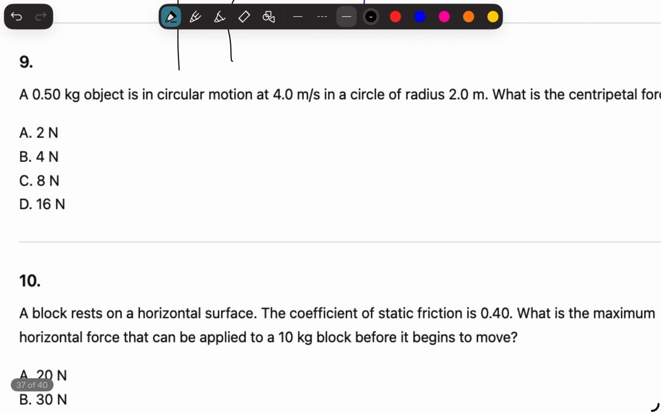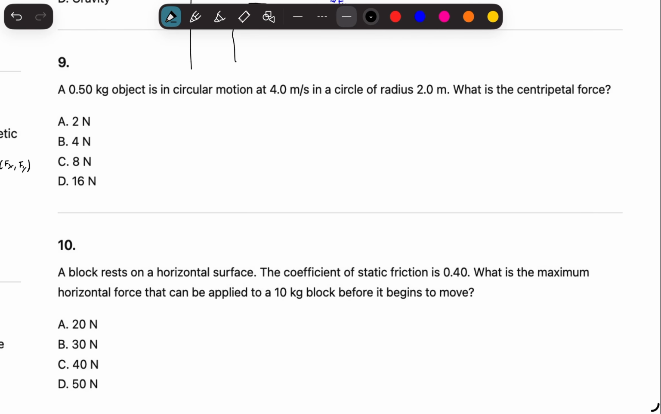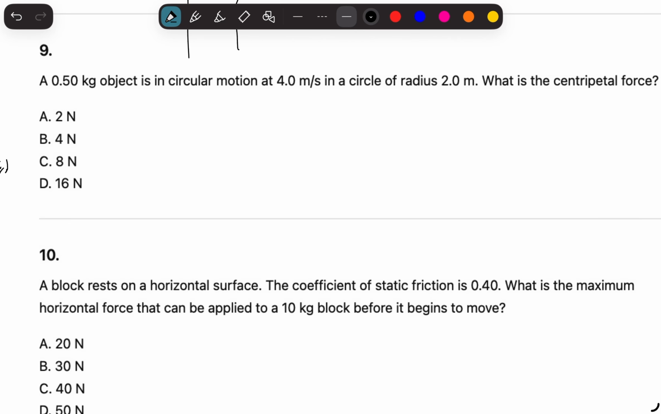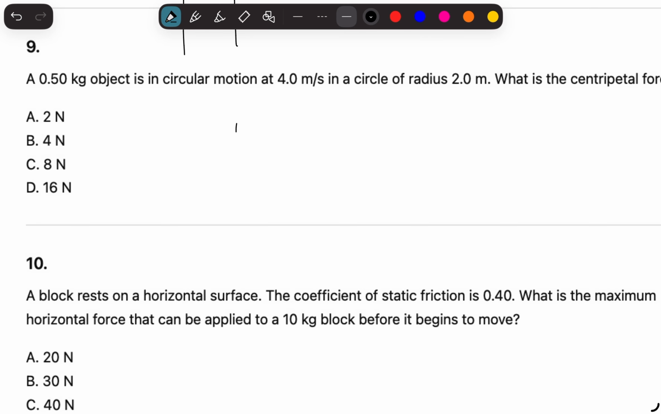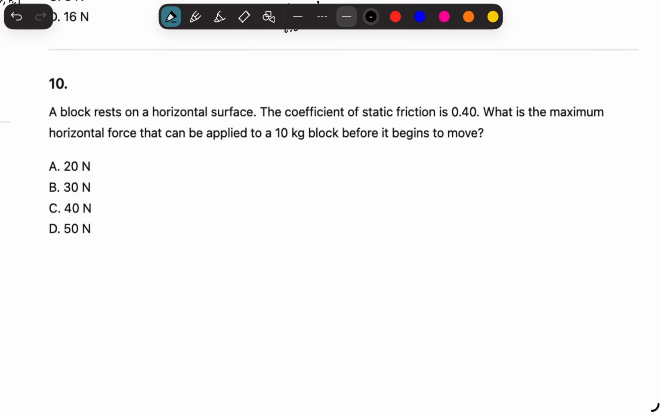A 0.5 kilogram object is in circular motion at 4 meters per second in a circle of radius 2.0 meters. What is the centripetal force? So centripetal force is equal to mass times velocity squared divided by radius. So this is going to equal 0.50 times 4.0 squared divided by 2.0, which is your radius. And this is going to simplify to just 4 newtons. Your answer is B.